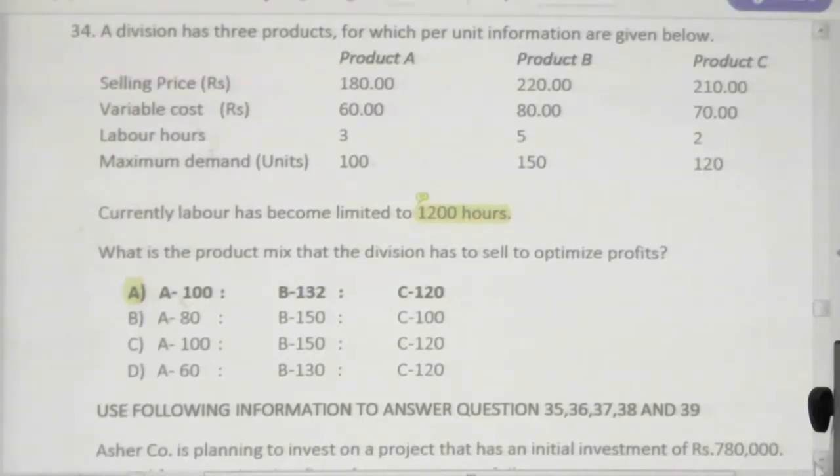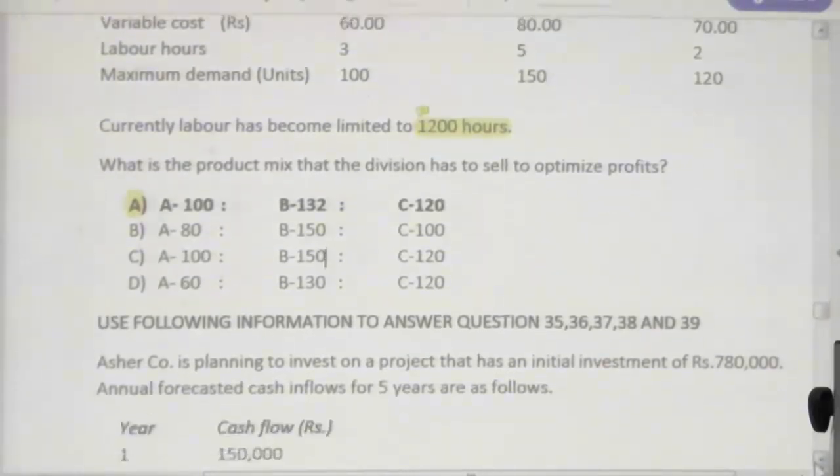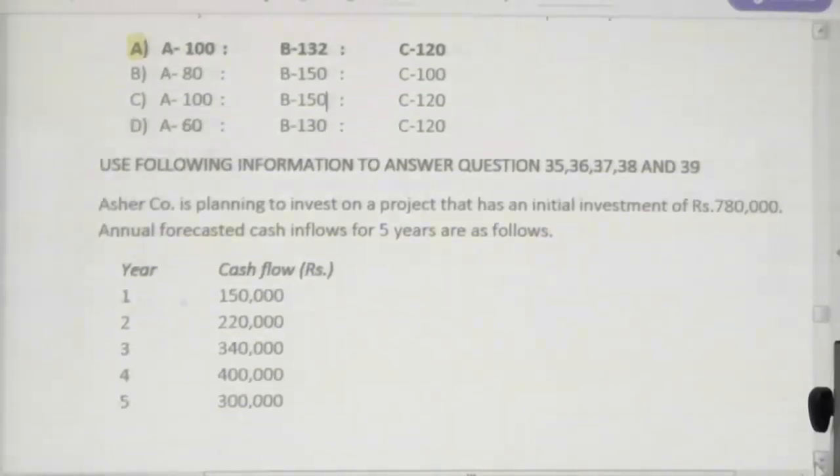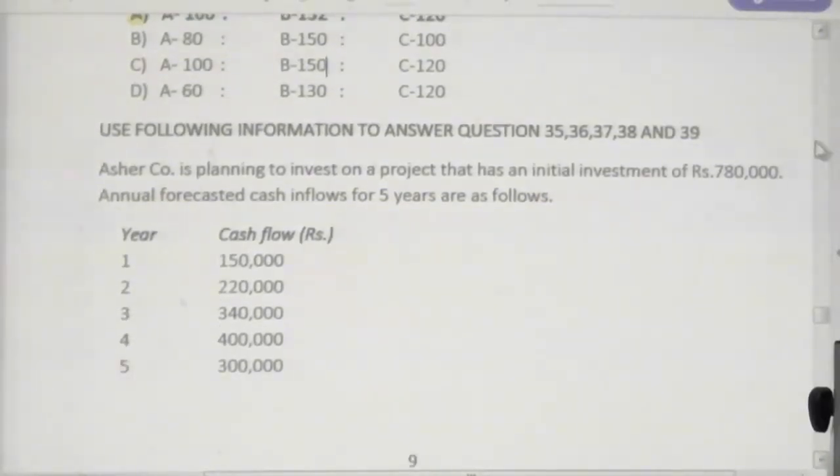Right. Now, next question, again a bigger question, right? Here is a bigger question. Question number 35 to 39, 5 questions, that is 10 marks, that is 12 minutes allocated for these 5 questions. 12 minutes allocated for this question. What is the information? Let's see.